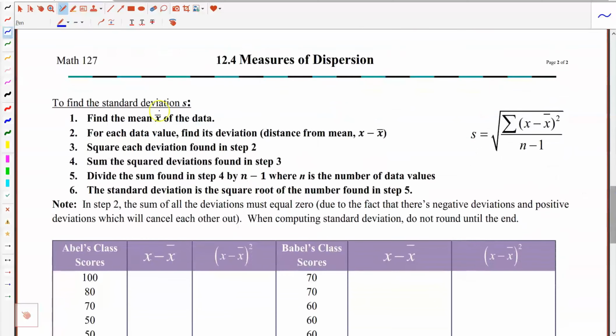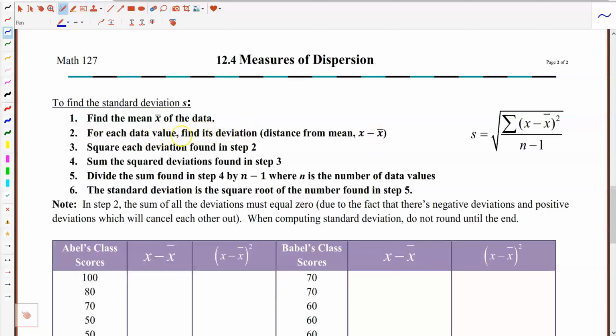So I've got these steps up here, and then ultimately this is the formula that kind of summarizes what's going on here. The first step is to find the mean x bar of the data set. As a reminder, how do you find the mean? You're going to add up all the data values, divide by how many there are. Once you have the mean, then we're going to go to step 2, where for each of the data values we're going to find its deviation.